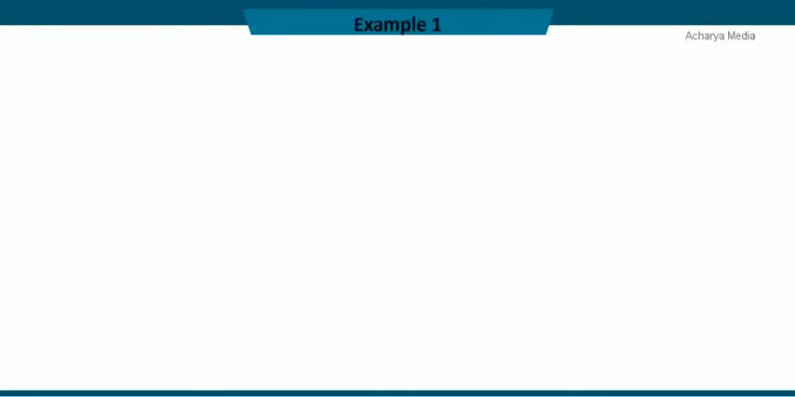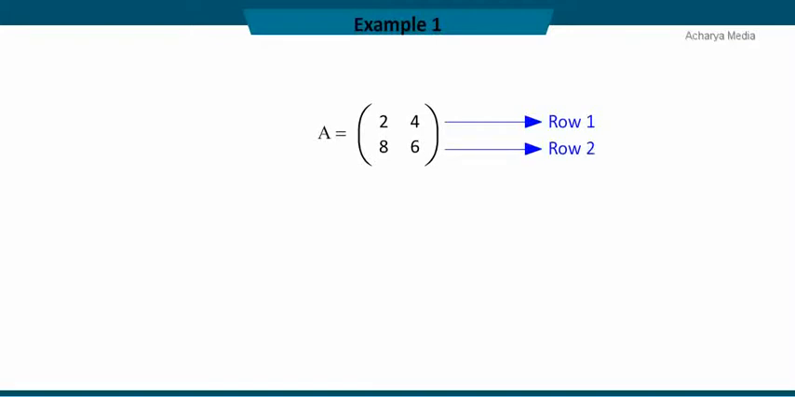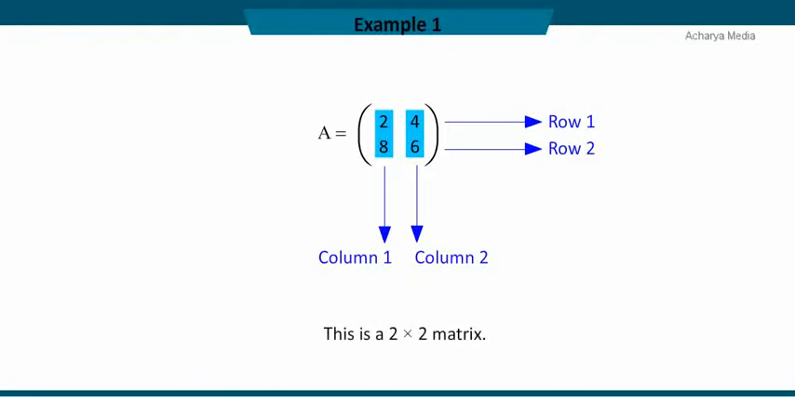Here is an example. Let us consider a matrix A: 2, 4, 8, 6. Row 1 contains 2 and 4. Row 2 contains 8 and 6. Likewise, the entries 2 and 8 are in column 1, and 4 and 6 in column 2. Also, you can observe that there are 2 rows and 2 columns. This is a 2 by 2 matrix.